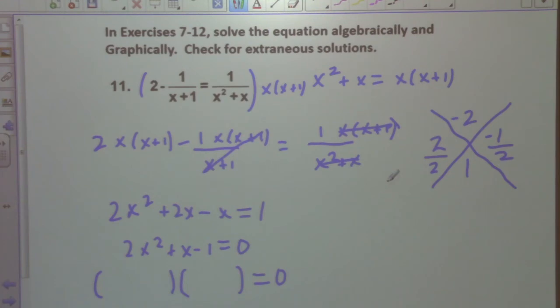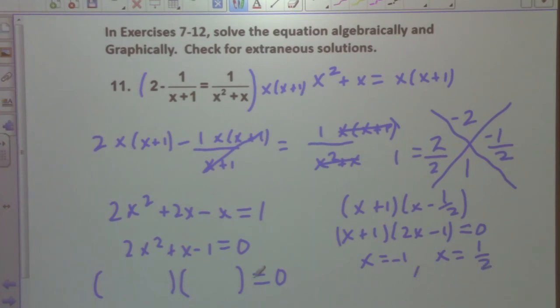So we get x plus 1, then we get x minus 1/2. So what does this become here? 2x minus 1, so we get x plus 1 times 2x minus 1. And so what are the solutions here? x equals 1 half and x equals negative 1. So x equals negative 1, x equals 1/2.